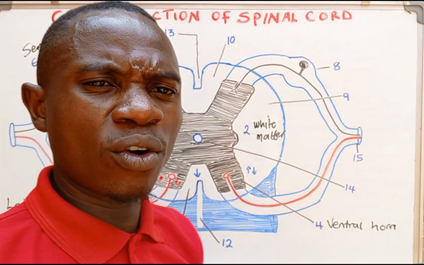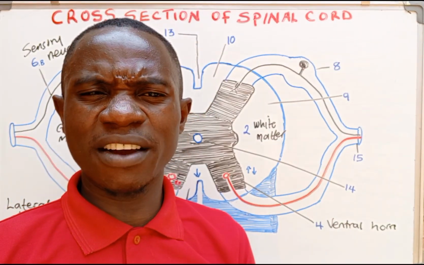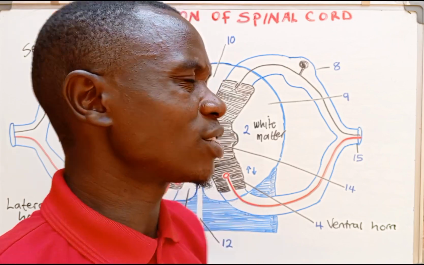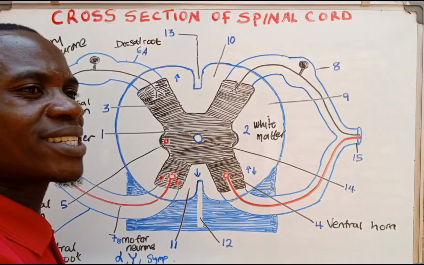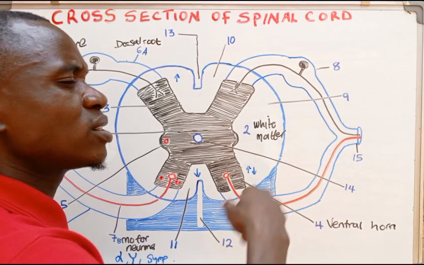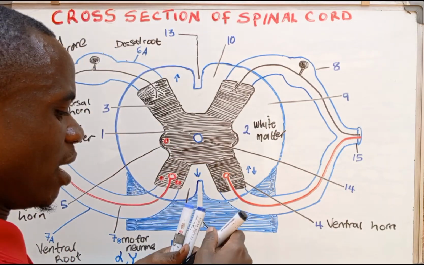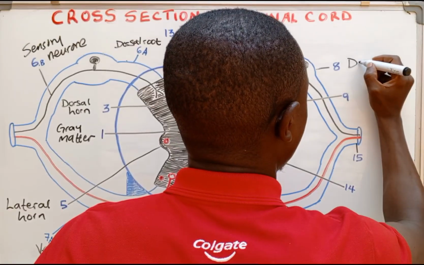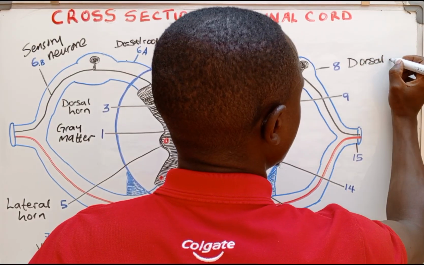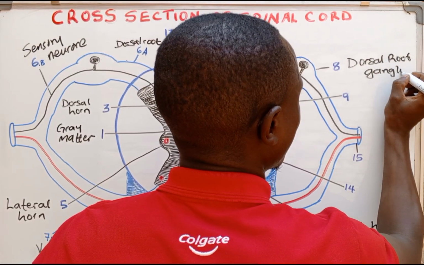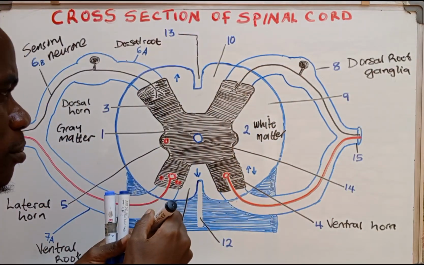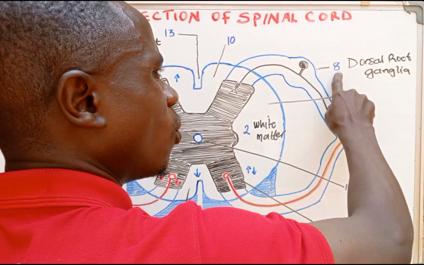You know, a collection of neuron cell bodies outside the central nervous system is what we call a ganglia. So now, the fact that it's passing through the dorsal root, we just add the word ganglia, so it becomes the dorsal root ganglia. Okay, it is just as simple as that. So now that's going to be our number 8.